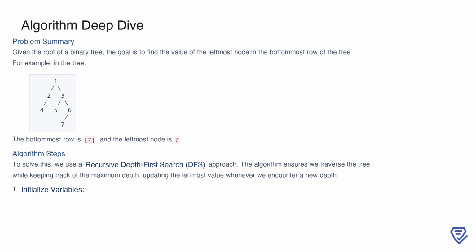This method ensures we traverse the entire tree, keeping track of the maximum depth encountered and updating the leftmost value whenever we reach a new depth. Now, let's break this down step by step to understand how the algorithm works.